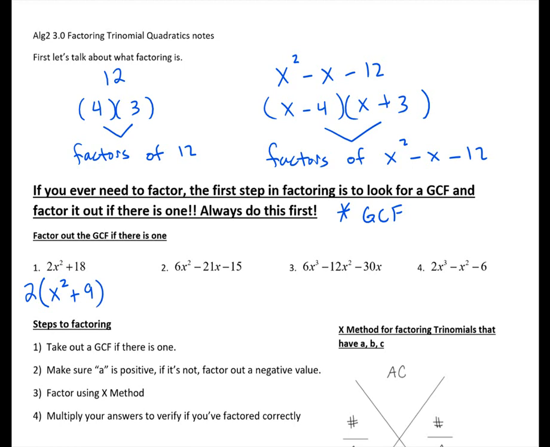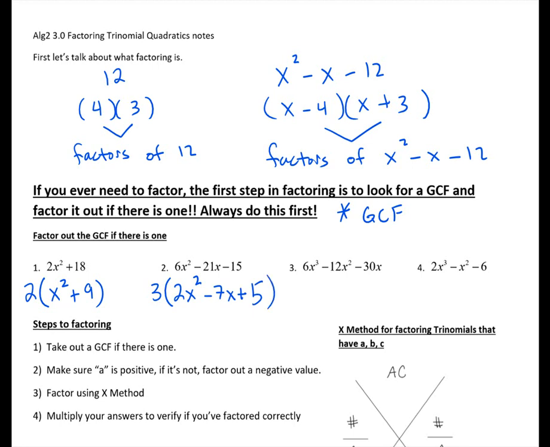Number 2. So 6, negative 21, and negative 15. So what's the biggest number other than 1 that will divide all of these evenly? Okay, so it looks like I can divide all of them evenly by 3. So 3 is my GCF. So if I take 3 out from all of these, so 3 times what would give me 6x squared? That would be 2x squared. 3 times what gives me negative 21x? That would be negative 7x. 3 times what would give me negative 15? That would be positive 5.